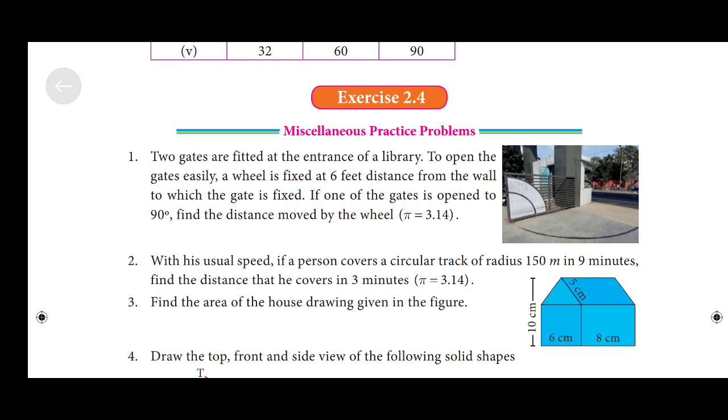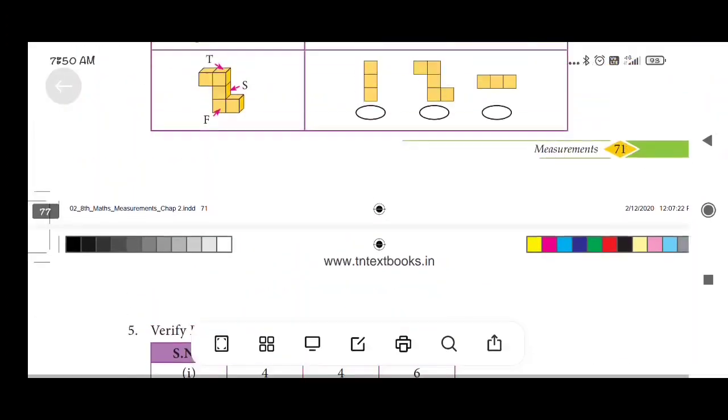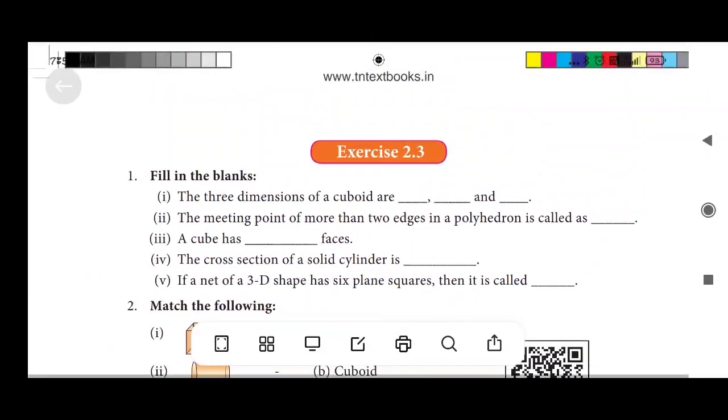Once again, you go through all the introduction part and solve exercise 2.3 on your own.